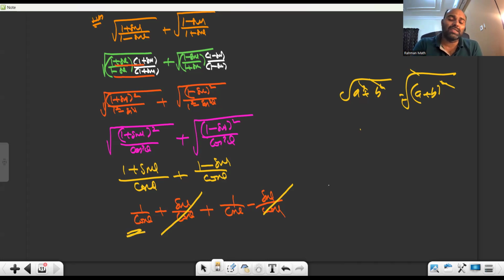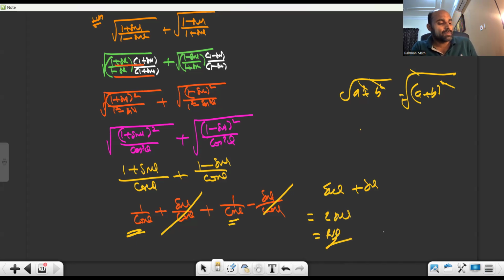So what is 1 by cos theta? Sec theta. Here also 1 by cos theta is sec theta. So how many sec theta can you see? So 2 sec theta. 2 sec theta.